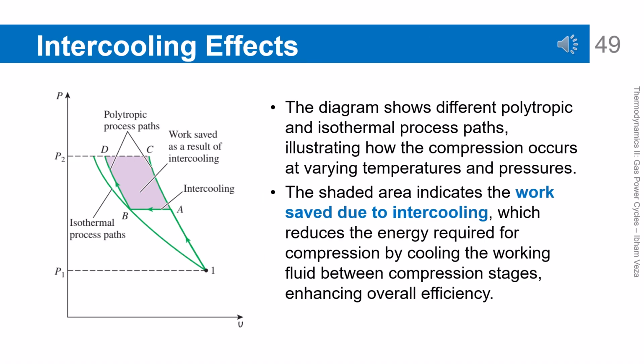Intercooling effects on compression work and efficiency. This figure shows that cooling between compression stages can reduce the compressor work. By lowering the fluid temperature before the next compression stage, the required work becomes smaller. The shaded area in the diagram indicates the work saved due to intercooling. This concept is very important in multi-stage compression systems. With smaller compressor work, the net work output of the cycle can increase.